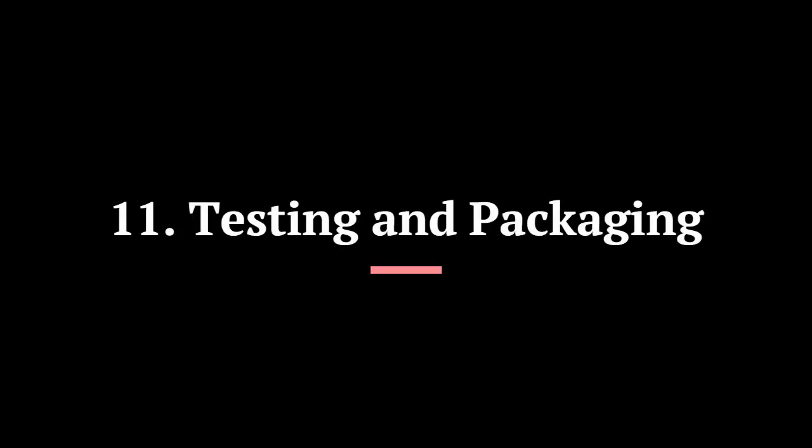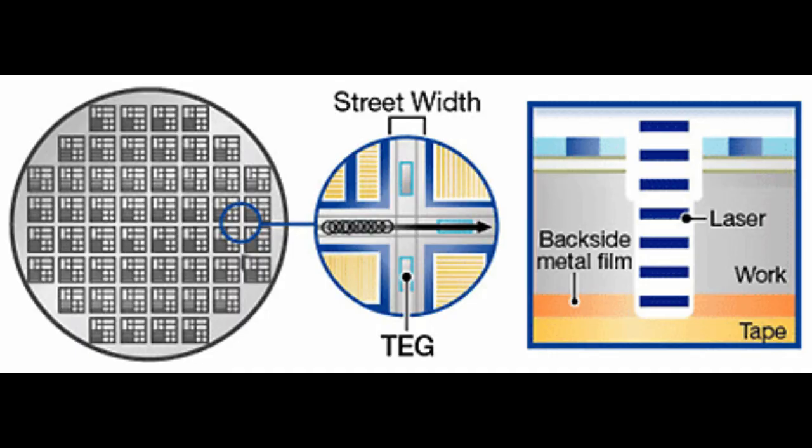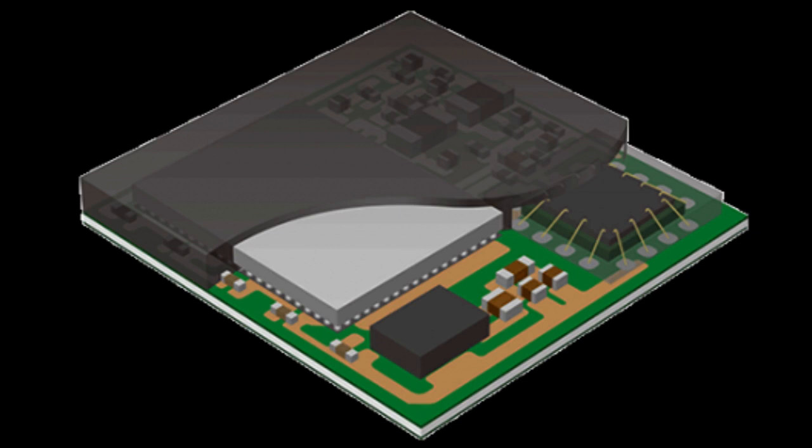11. Testing and packaging. The completed wafers undergo rigorous testing to ensure their functionality and performance. After testing, the individual ICs on the wafer are separated through a process called dicing. Each IC is then packaged in a protective casing, which provides electrical connections and safeguards the IC from external influences.